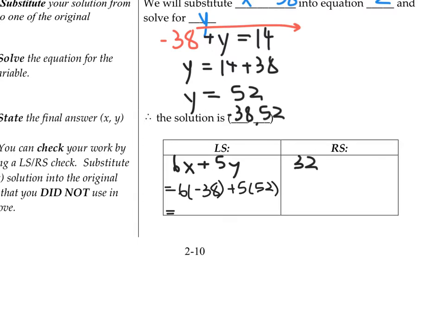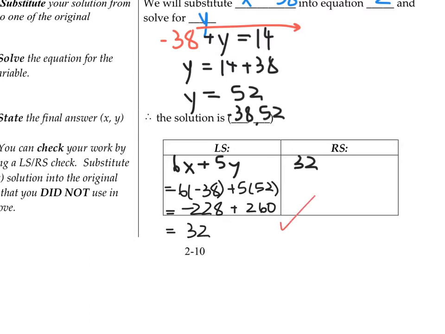6 times negative 38 is negative 228, and 5 times 52 is 260. And now when we add those two numbers, we should get 32, and we do.